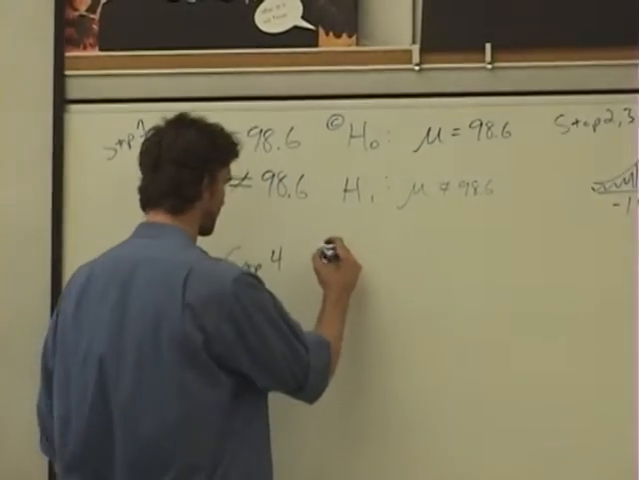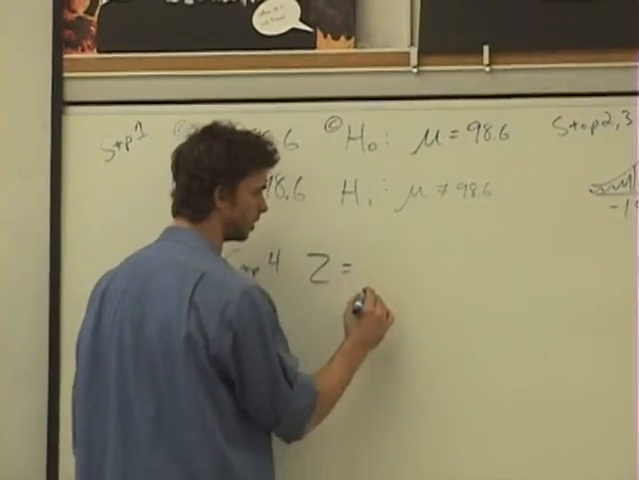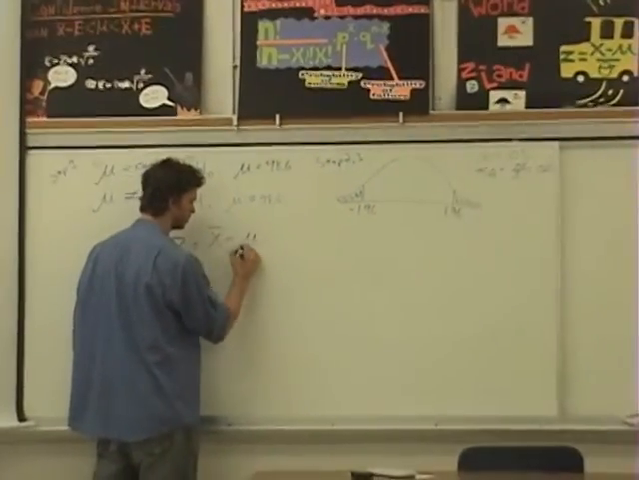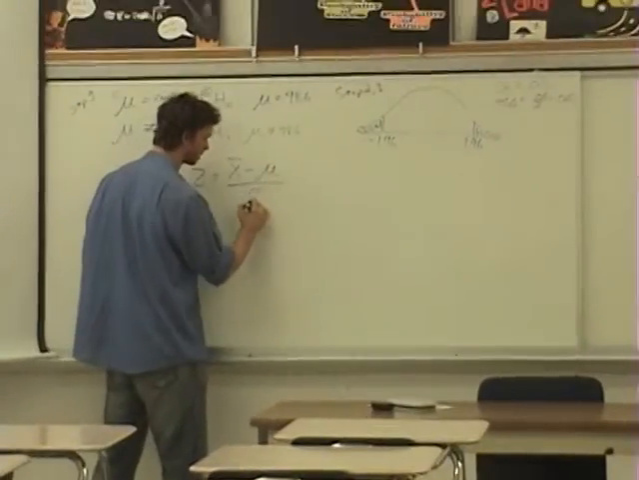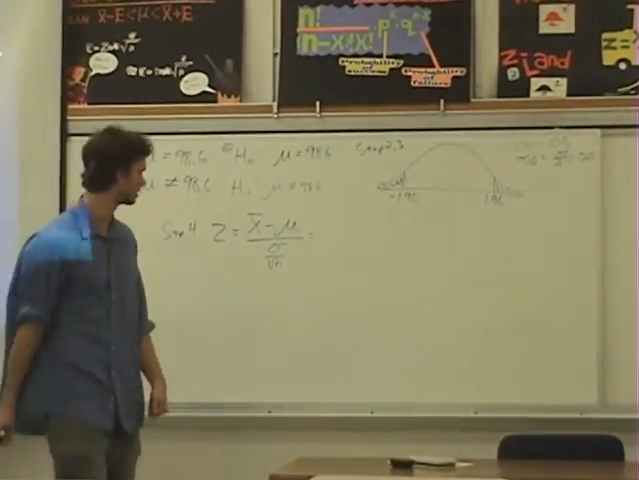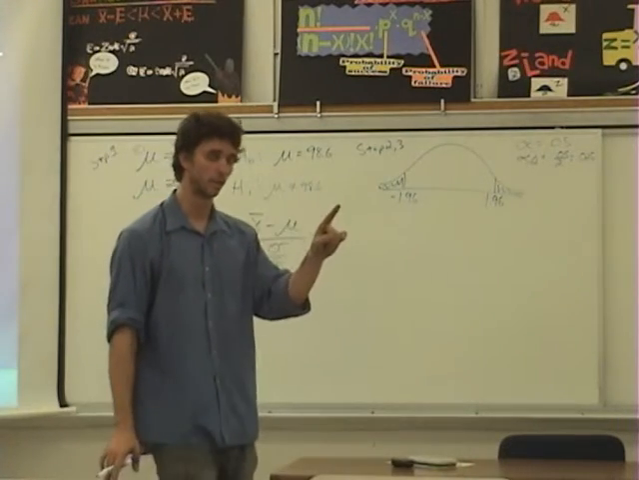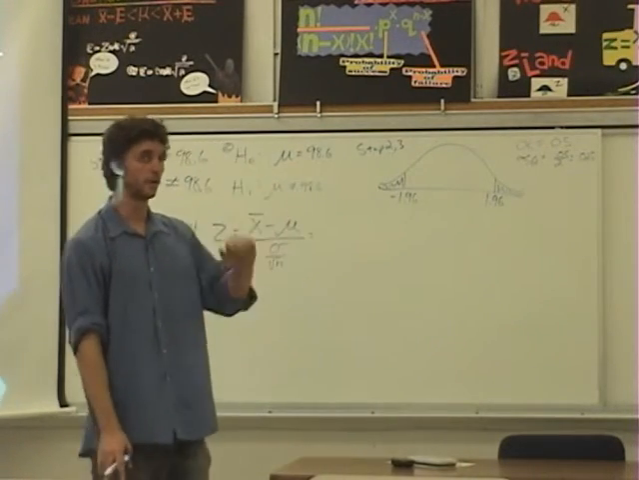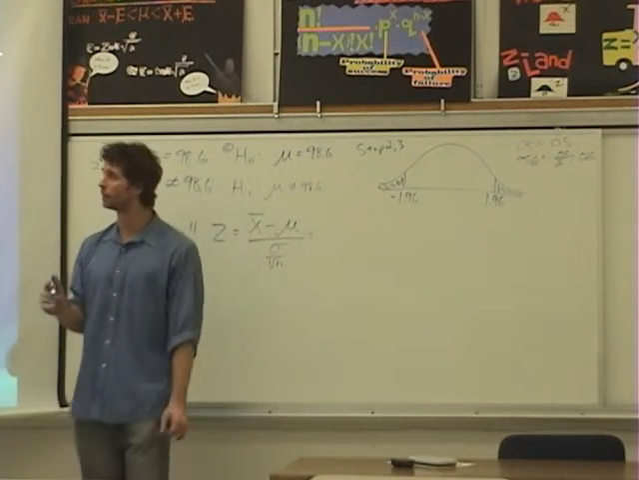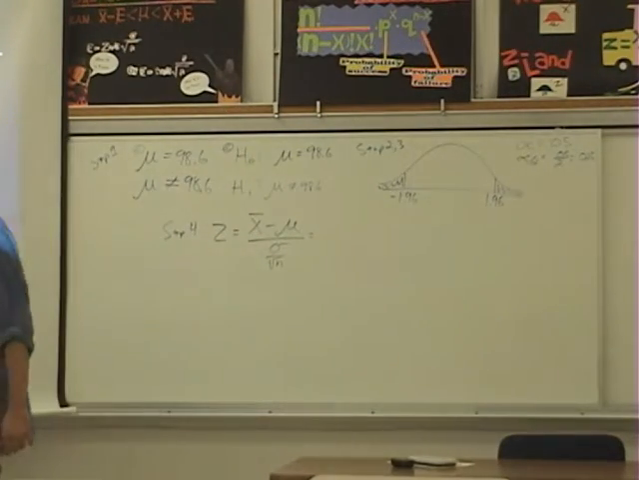Our test statistic is z equals x bar minus mu divided by sigma divided by the square root of n. That is our test statistic every single time that we're looking for a mean and we know sigma. So now we need to roll back over here to the problem and we will find out what our sample is.